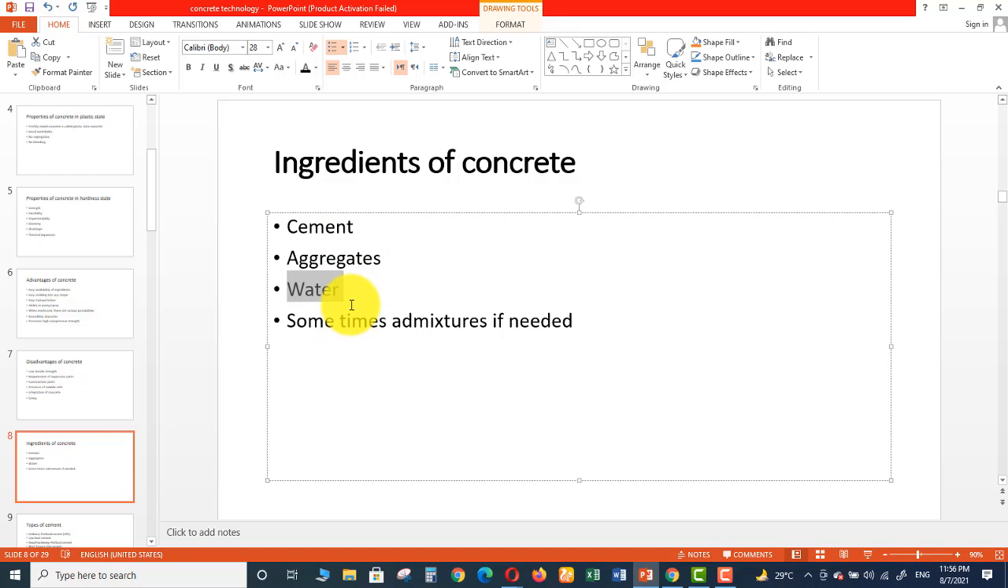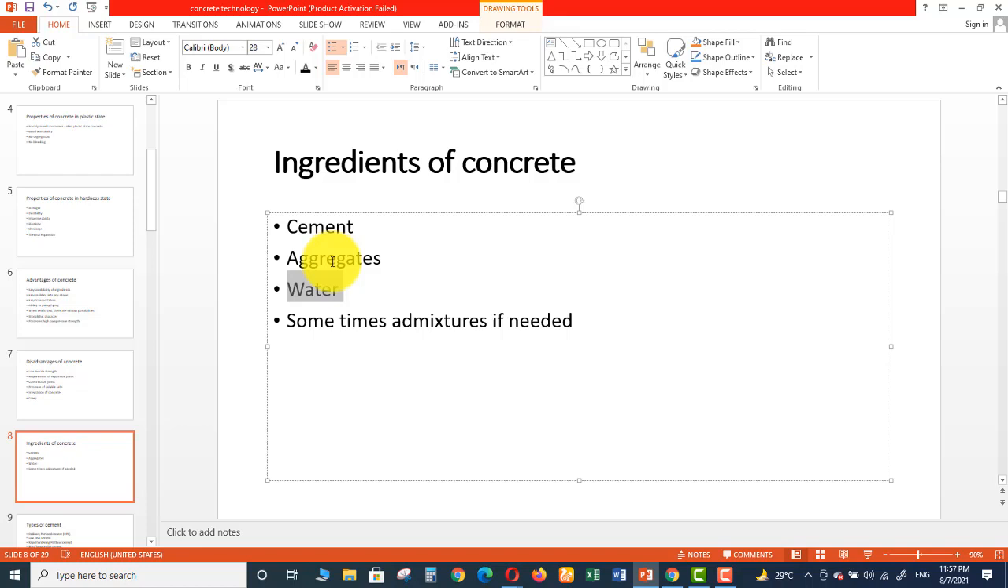The main function of water in concrete is to form cement paste, to lubricate the aggregate, and to provide required workability to the concrete mix, right? So there are three main functions of water. The first function is that it helps in making the cement paste. Second is the lubrication of aggregates, and the third is to provide required workability to the concrete mix.